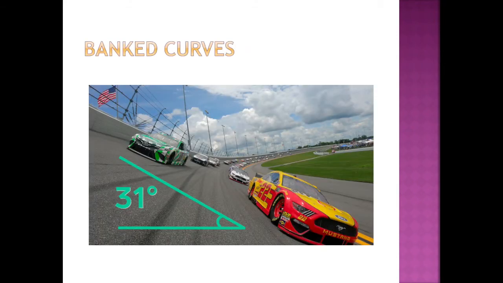So first, let's deal with banked corners. When we're dealing with banked corners, you may not realize this, but when you look at a racetrack, especially NASCAR tracks, they actually have corners that are banked at a pretty steep angle. This angle here is 31 degrees. And the reason for that is pretty straightforward. They're trying to make sure that the car doesn't skid.